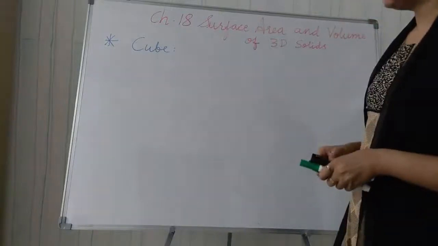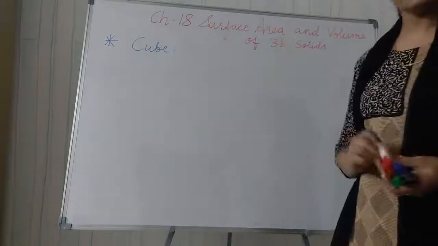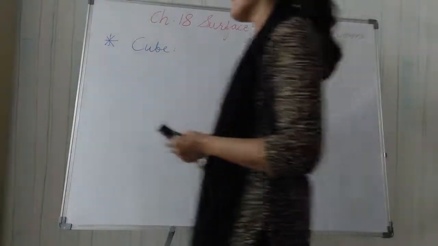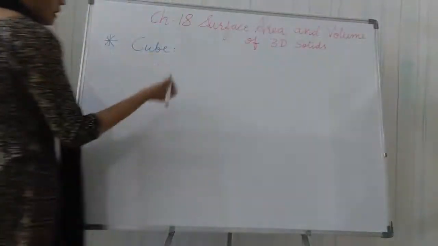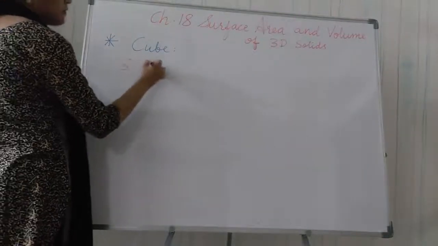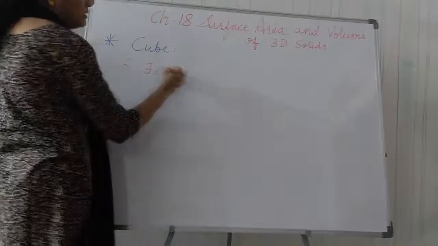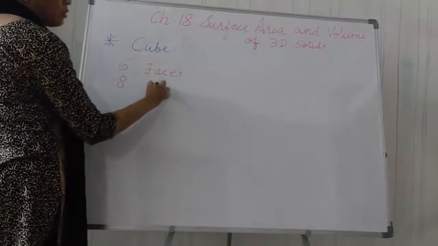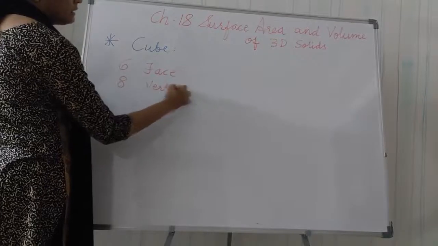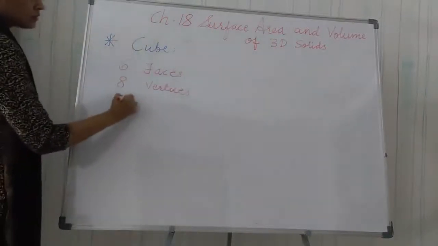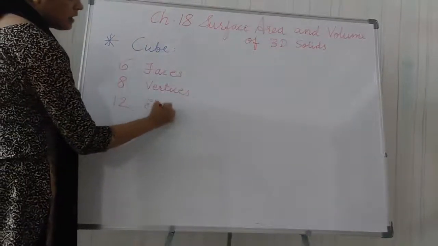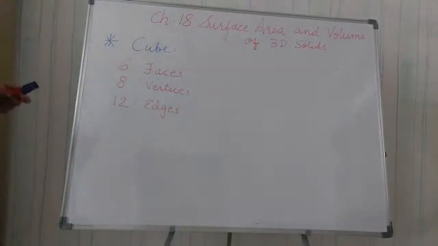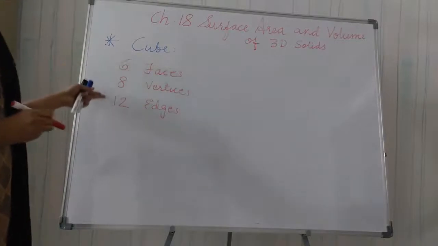So let us study about the surfaces. How many surfaces are there of cube? That I tell you here, that already is same as the cuboid, 6 faces, right? Then how many vertices? That is same as cuboid, 8 vertices. And the next is how many edges? So 12 edges are there in cube shape also. So these three are same in cube and cuboid.